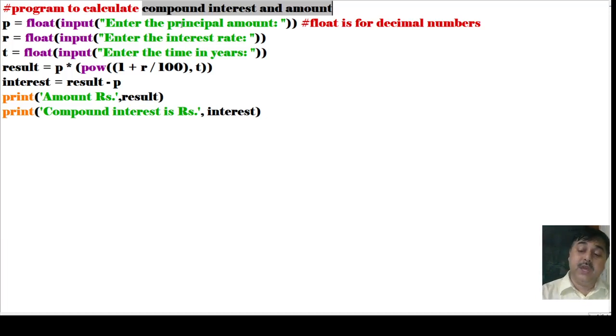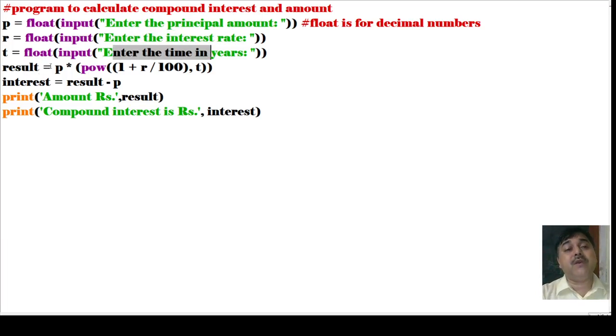See, P equals to float. Previously you have seen I have written int, now I am writing float. Float means I am calling a floating point decimal number. Under the float I have called the input function: enter the principal amount. Next, r equals to float, input, enter the interest. Next, t equals to float, enter the time.